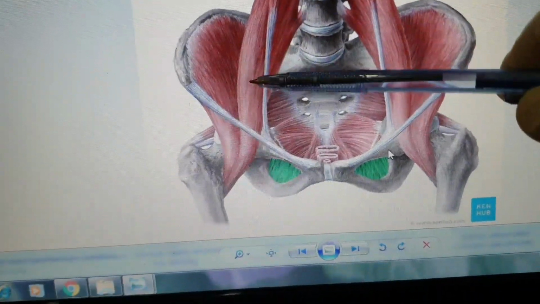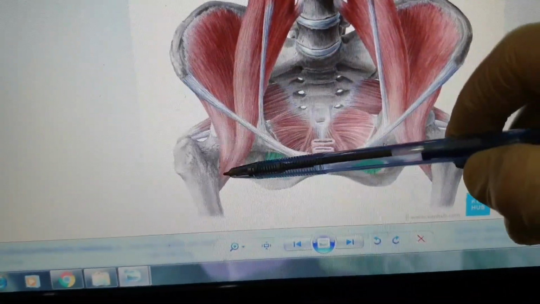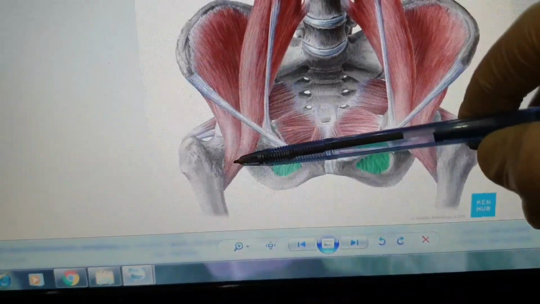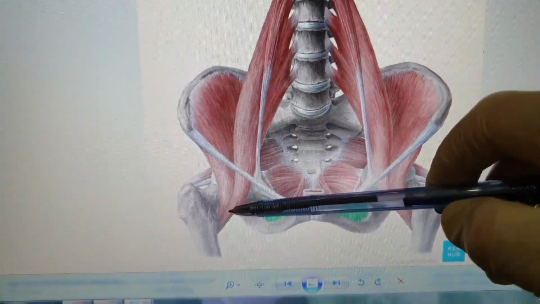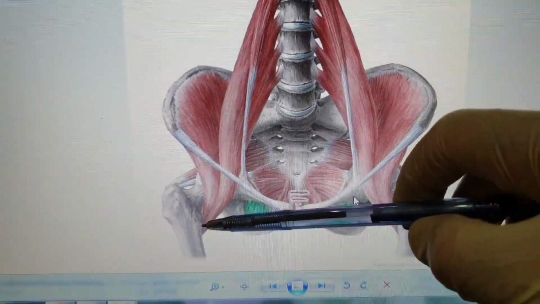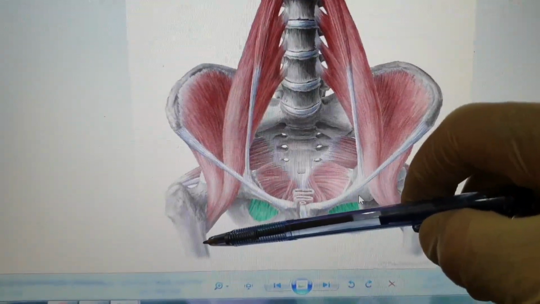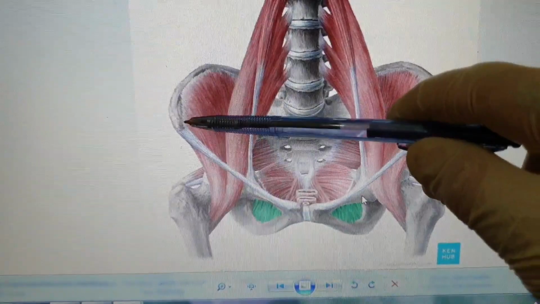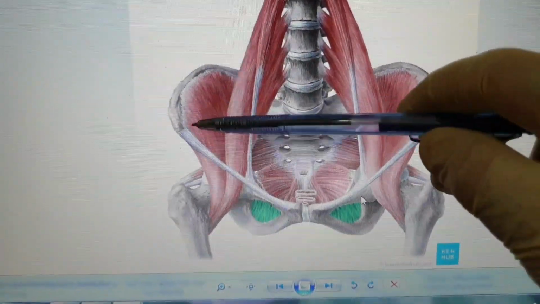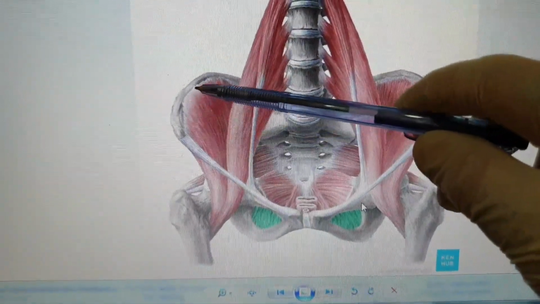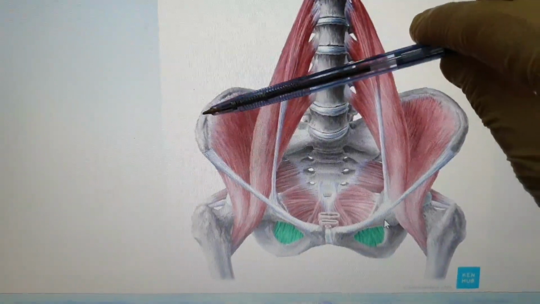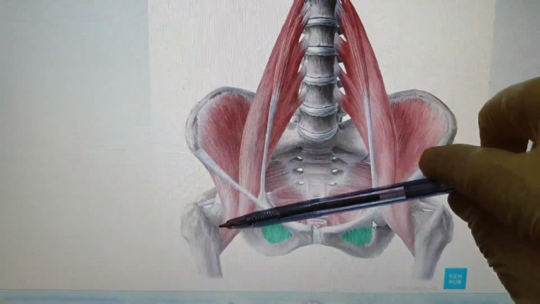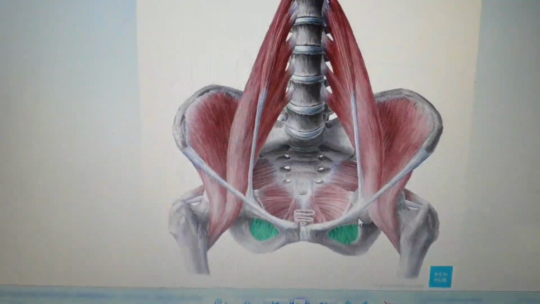The psoas major and iliacus both join their tendons to form a conjoined common tendon which is called the iliopsoas, and it gets attached to the lesser trochanter of the femur. So this is the iliacus muscle, and the fascia which covers the iliacus also takes its origin from the inner lip of the iliac crest, and it will cover the whole of the iliacus and it will come down into the thigh.